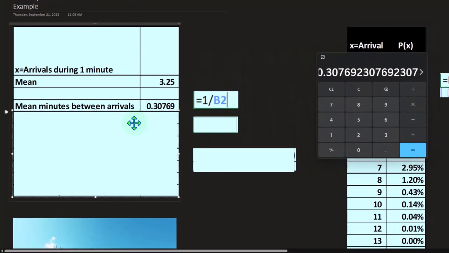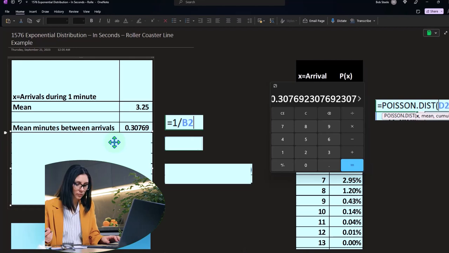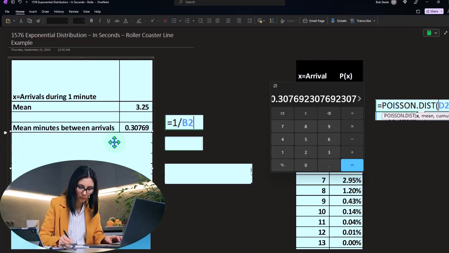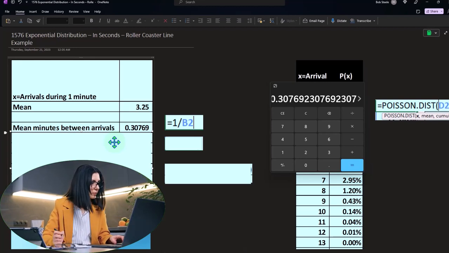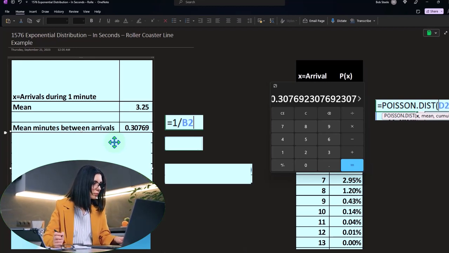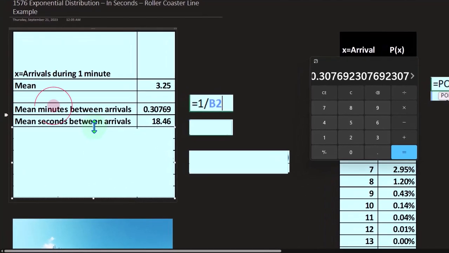All right, so now we have the question: do I want to be talking about this in terms of minutes, or in terms of seconds? Remember, whenever we're looking at time, it gets a little bit confusing because we're base 60 in time. So do I want to convert this into seconds, or do we want to be talking about minutes? In this case, we'll convert it to seconds.